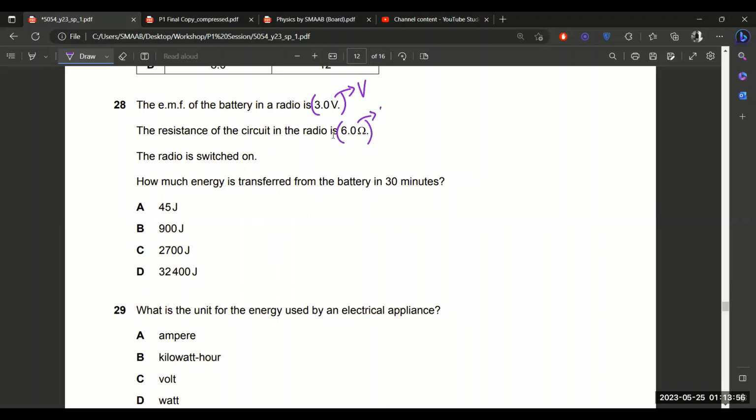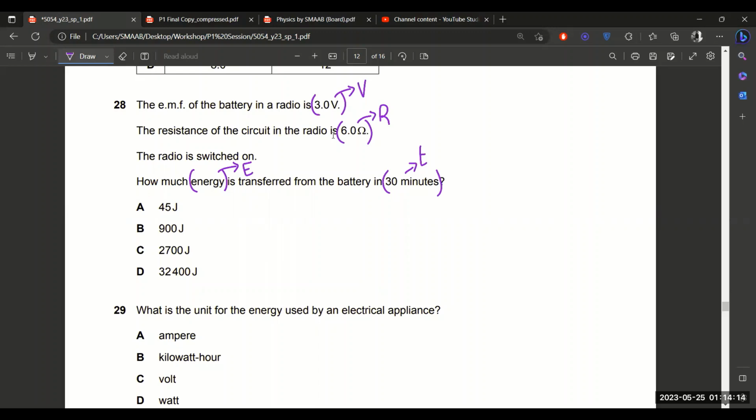So this is the value of resistance. And the radio is switched on. How much energy is transferred from the battery in 30 minutes? So basically we need to calculate the amount of energy that is going to be consumed by the battery in 30 minutes.